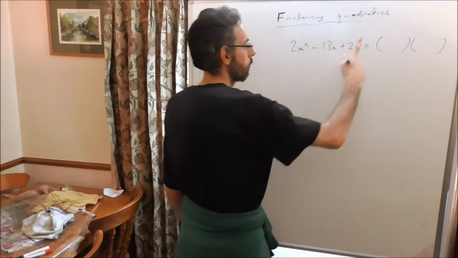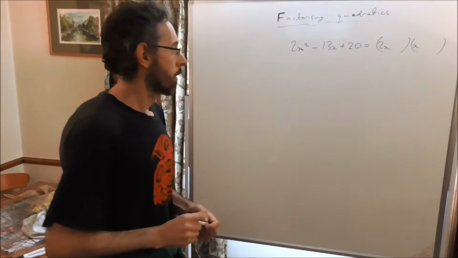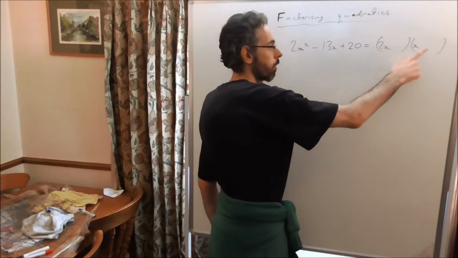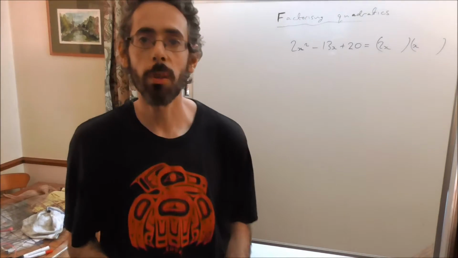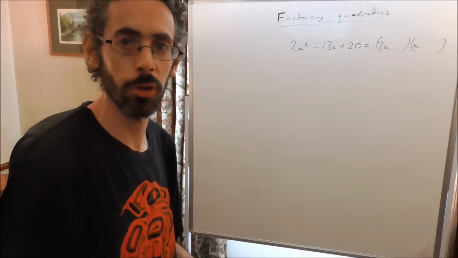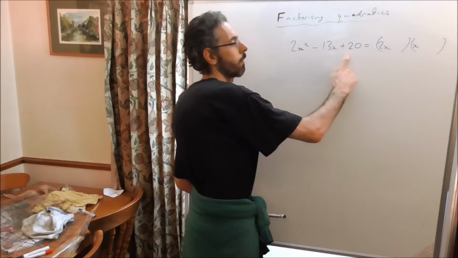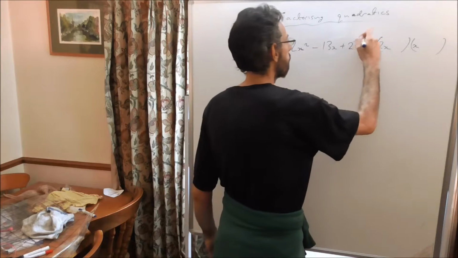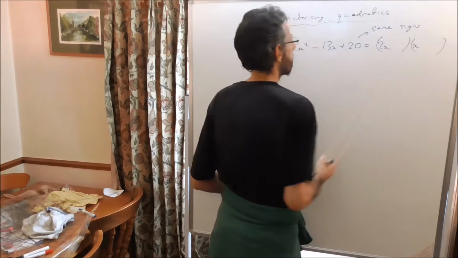To get 2x squared we need 2x and x in the brackets. And this time we're looking for two numbers with a product of 20, a positive number. That means the numbers in the brackets are either both positive or both negative, but they've got to have the same signs. So they've got the same signs this time.